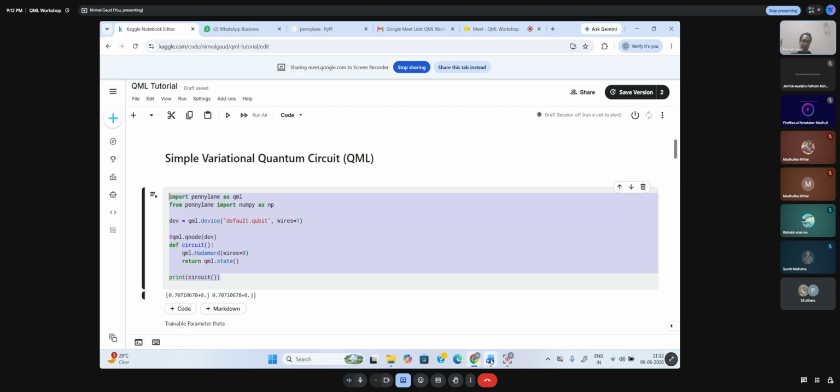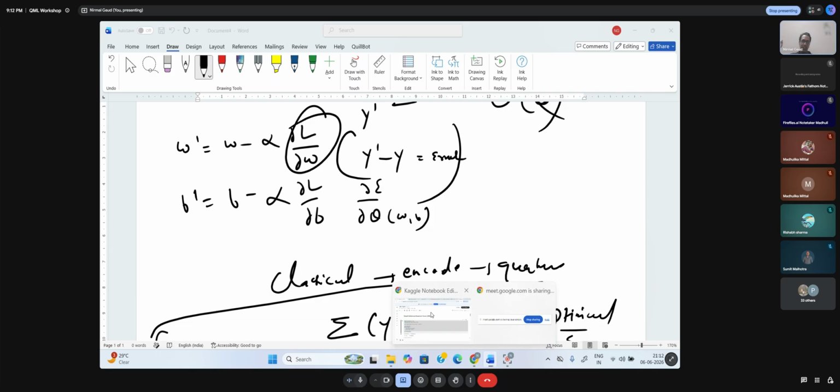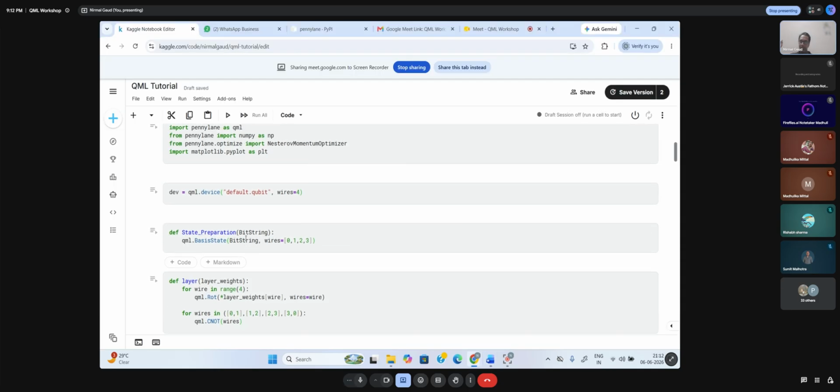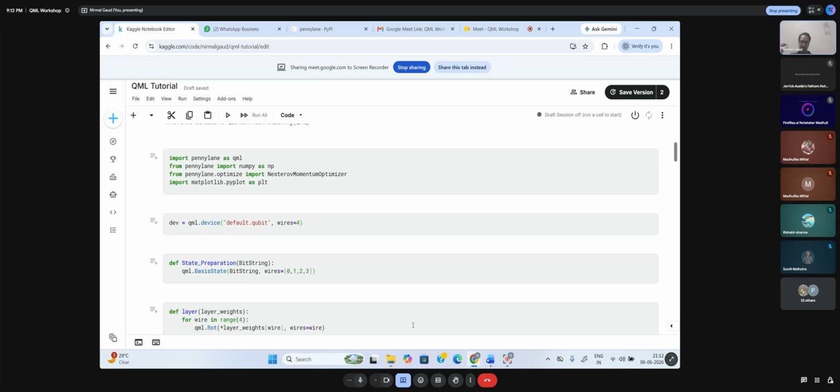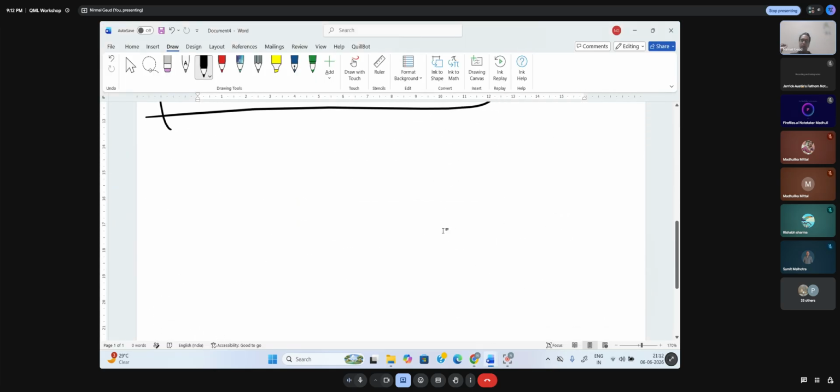All right, let me summarize what we have done so far, because next will be a project kind of stuff. Before moving on, let me explain it. We are taking the PennyLane library for quantum. Then we need to create a quantum device over which I can run my circuit. After creating a device, I am creating a node. In this node, I am creating a circuit.